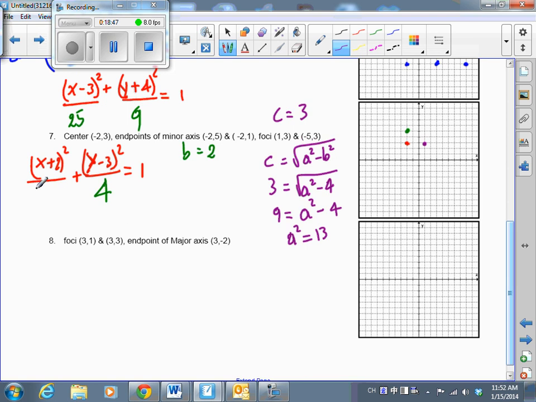Because what goes below here is A². Right? A² goes down here. Why do I need to find A? I don't really care unless I want to graph it. None on this one. Any question?